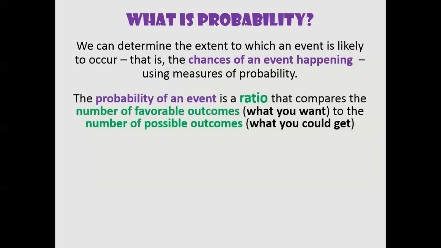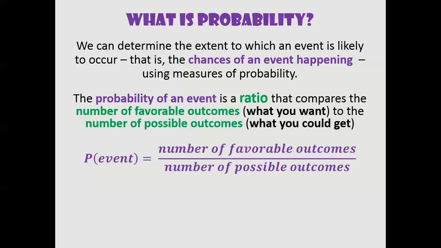So mathematically, the probability of an event is a ratio. It compares the number of favorable outcomes, that is, what you want, to the number of possible outcomes, that is, what you could possibly get. So we will be writing it as a fraction. You can see the notation P, and then in parentheses whatever the event is that you're talking about, and then the ratio of favorable outcomes over possible outcomes.